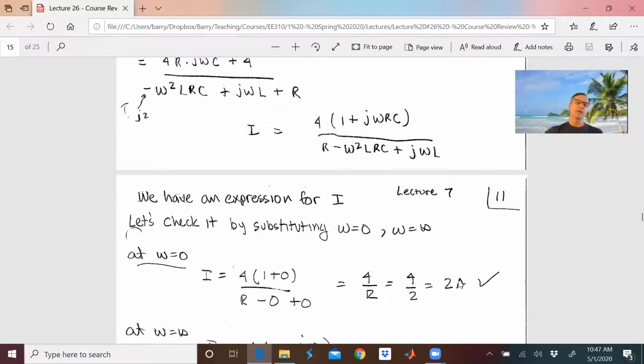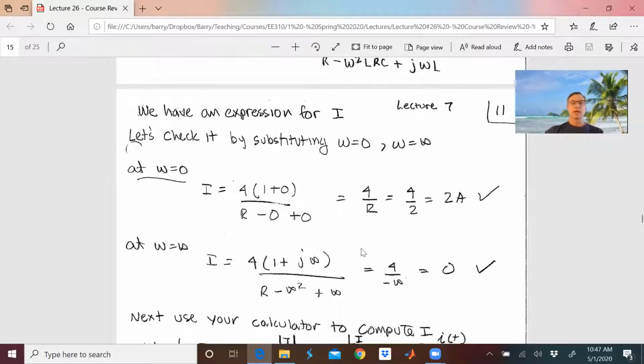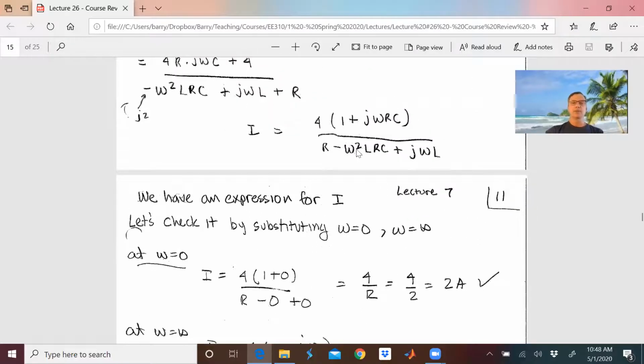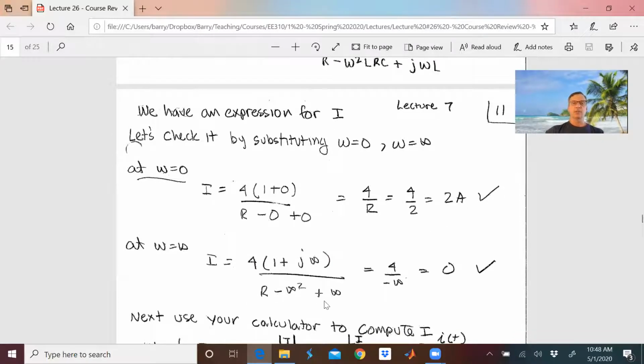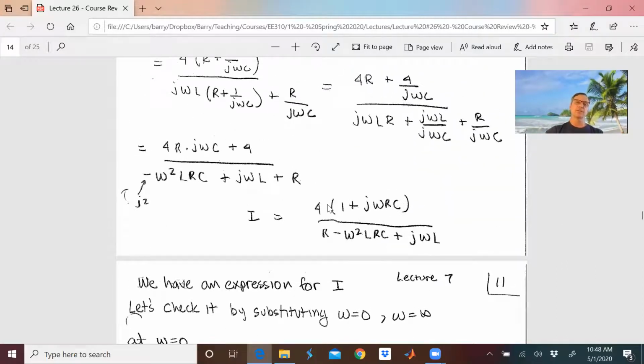Now let's go omega equals infinity, and we have I equals 4 plus J infinity divided by R minus infinity squared. That's a lot of infinities. Plus infinity, and infinity divided by infinity squared is going to give us 0. Yeah, we got this. So our asymptotic analysis is telling us that our transfer function looks really good.